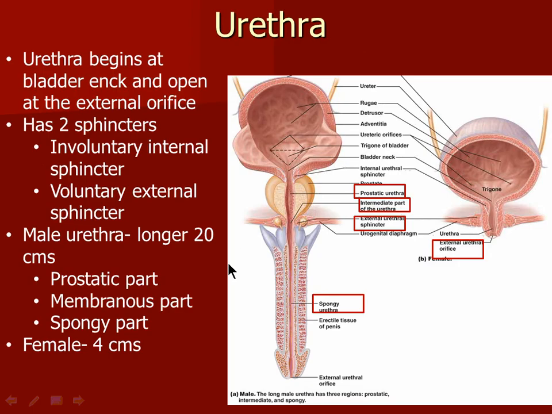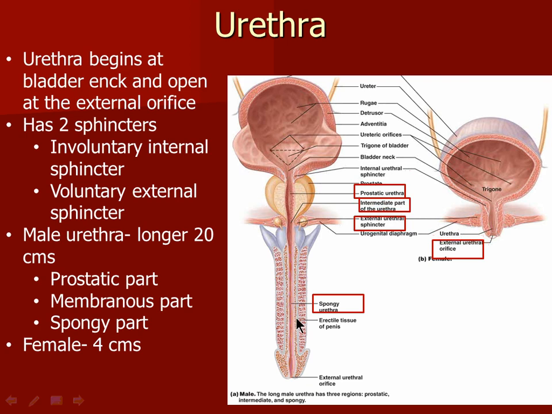Let's look at the urethra. This begins at the bladder neck, that area where the bladder is narrowed, and continues into the urethra, and it ends at the external urethral orifice. You can see this is at the external urethral orifice. The urethra has two sphincters. The one on the top, which is this one, is the internal sphincter, which is involuntary. And then here, this is the voluntary sphincter. Here you can see in females, and this one is in males. So the voluntary is called the external sphincter, made of skeletal muscle.